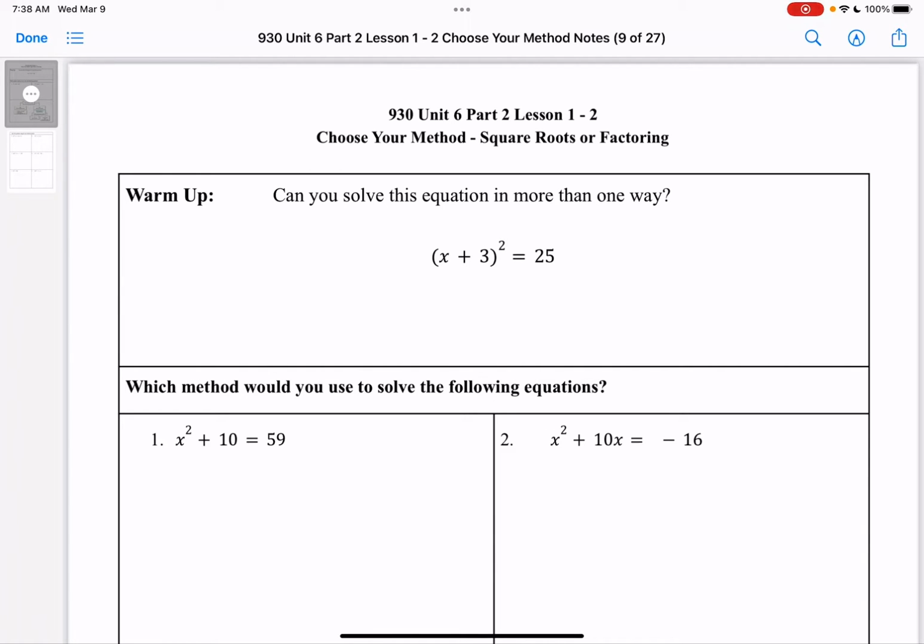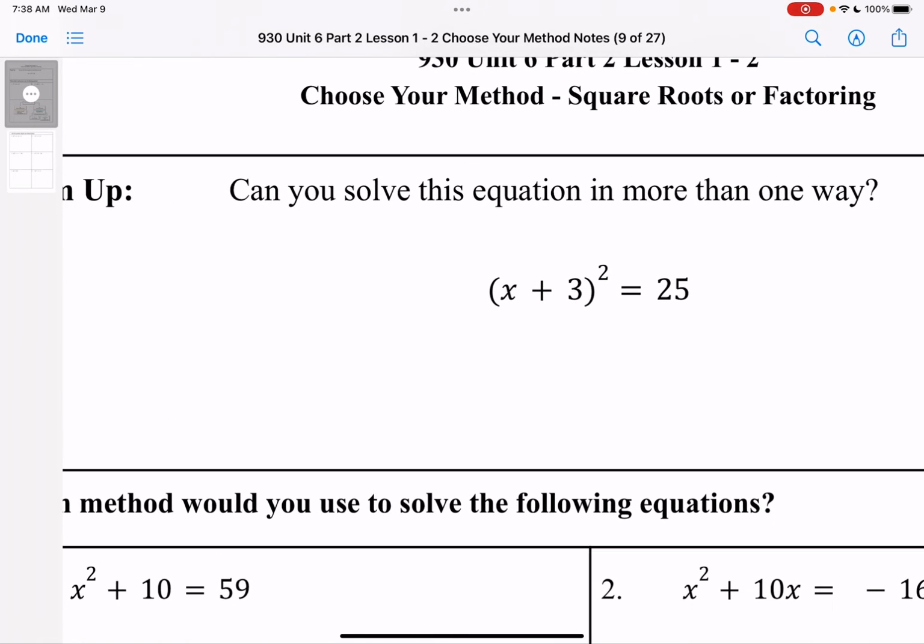So our warm-up really is a good way to remember the 2 methods, and it gets you started on that idea of which one is the best method. So here's our problem: (x + 3) squared equals 25. And the question says, can you solve this in more than one way? If you want to, you could pause your video and see if you could at least solve it in one way. And if you can come up with 2 ways, that would be great.